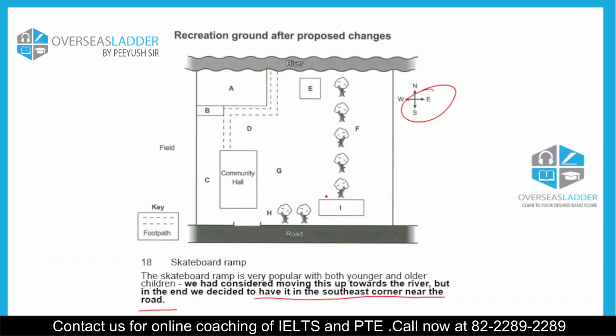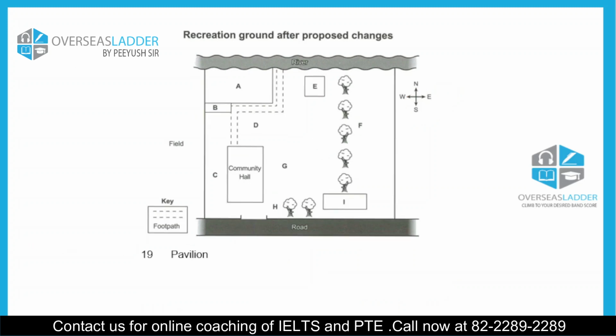Now this is southeast would be this, right? So I, near the road. Now there are two options, H and I. Because it says southeast corner, right? So this would be more southeast. This would be south, right? So if the examiner says south, it would be H. But because it has talked about southeast corner, so it would be I. All right. So let's move to the next question.